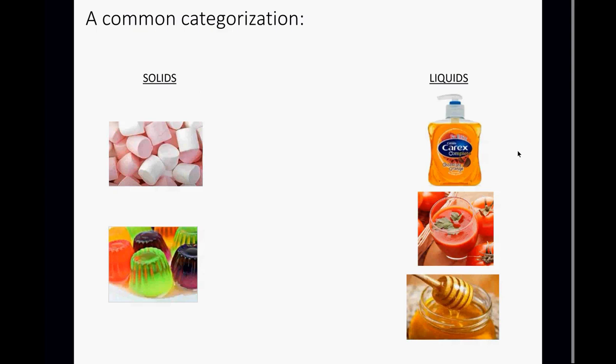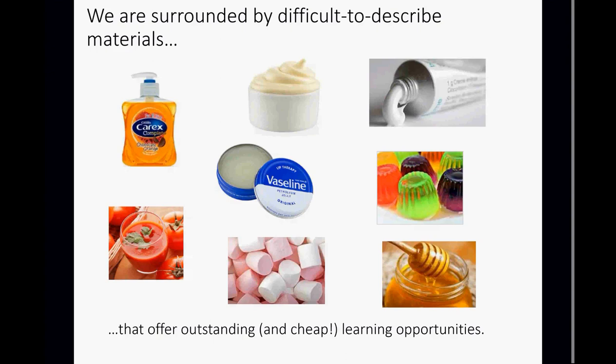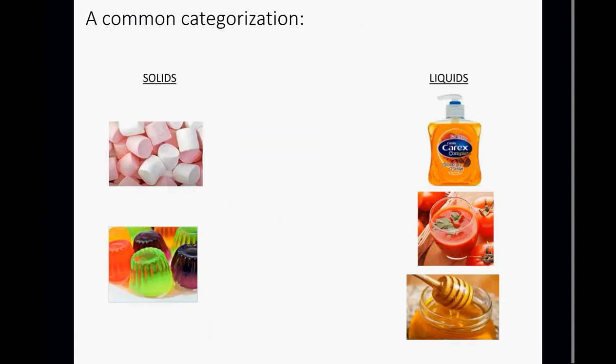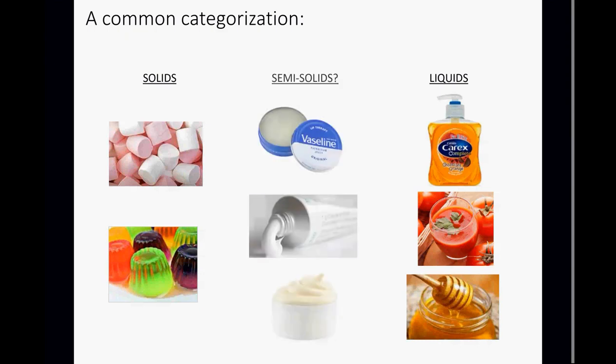First task I usually set the group is, could you separate these products into liquids and solids? It's very difficult to do that, because on the left-hand side there, we usually get the marshmallows and the jello going into the solid category. On the right-hand side, things like the soap, the honey, the liquid soap. But then we end up with this category in the middle here that everybody wants to throw everything else into, semi-solids. And that tends to be a bit of a challenge, because the description of semi-solids to some people could be different to what it is to others.